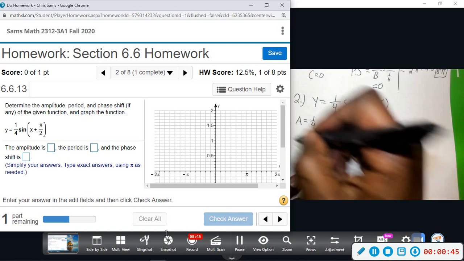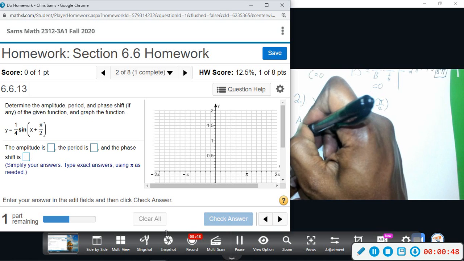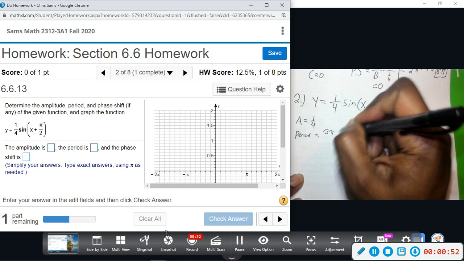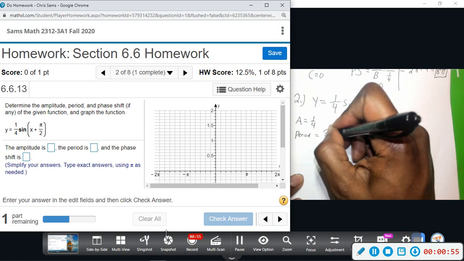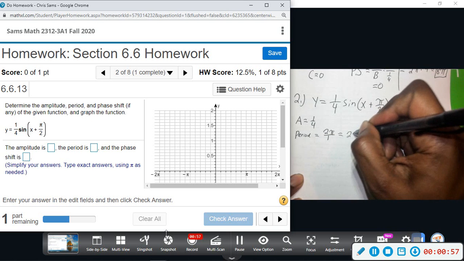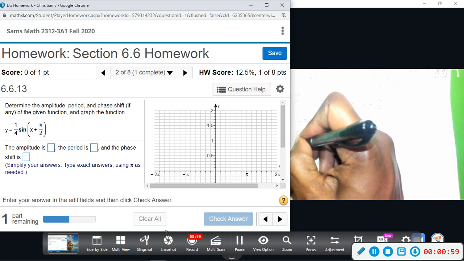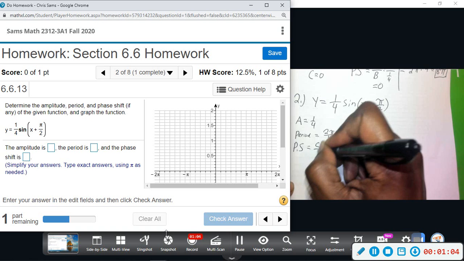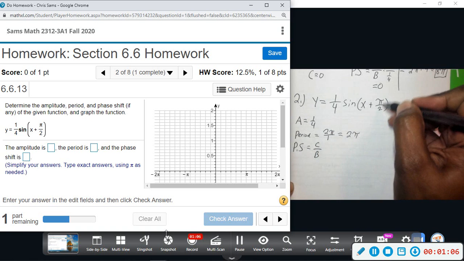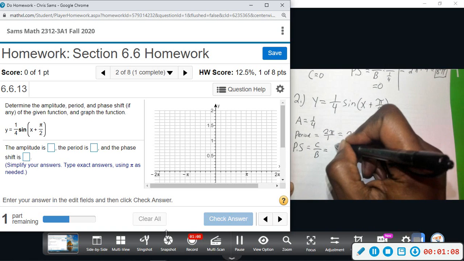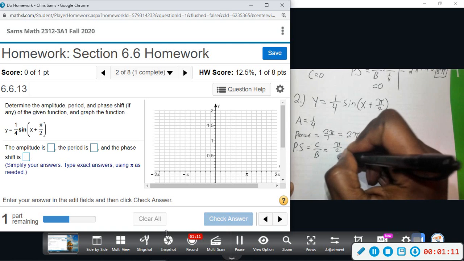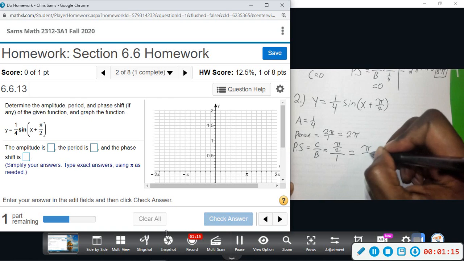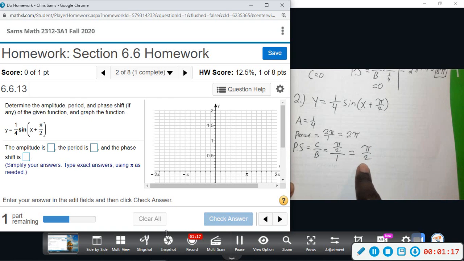B is 1. So the period is 2 pi divided by B, which there's no number here, so B is 1. So period is just 2 pi. And then the phase shift, PS, is equal to C divided by B. C is pi over 2, and B is 1. So anything divided by 1 is itself. So we just get pi over 2. So the phase shift is pi over 2.